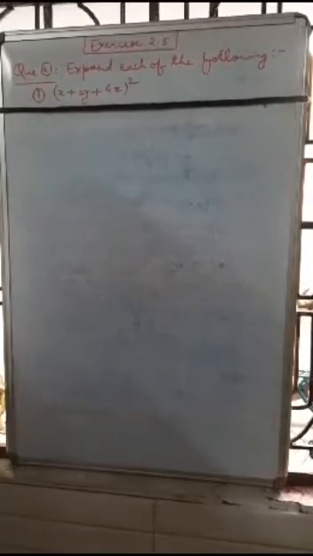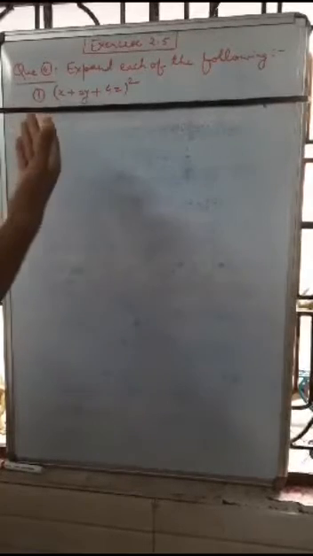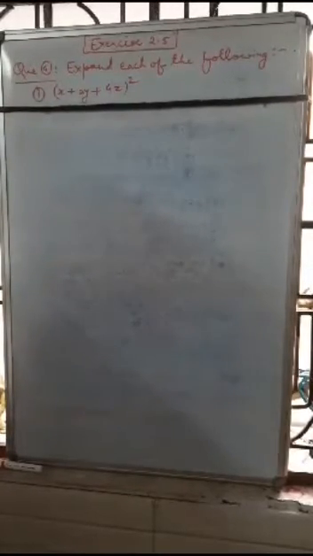So student, today we will solve question number 4 of exercise 2.5. Expand each of the following using suitable identities. The first question is x plus 2y plus 4z whole square. Before solving the question we need to know the identity of addition of three variables whole square.